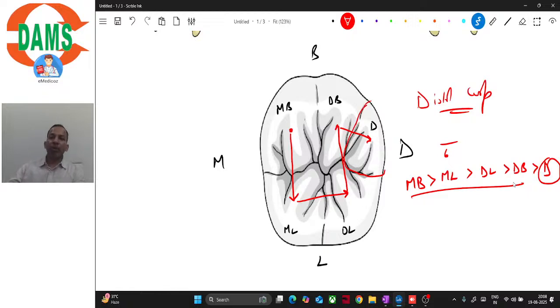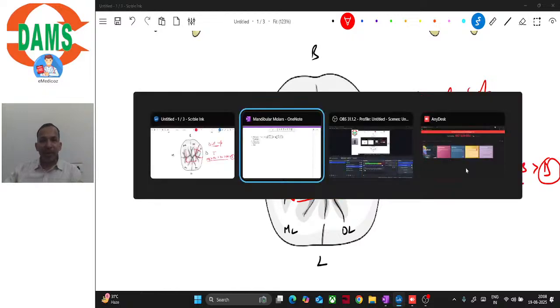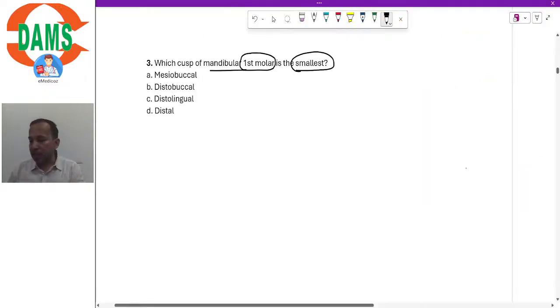Unlike maxillary molars. What did I tell you about maxillary molars last time? The distolingual cusp, that is the secondary cusp. So reduction in the size of distolingual cusp is greater as compared to the other cusp. So while the distobuccal cusp is smaller in the first molar, it is the distolingual cusp that is smaller in the second and third maxillary molars, right? But here which is the smallest? Distobuccal cusp would be the smallest if distal cusp is excluded. And because the first molar has a distal cusp, here the distal cusp will be the smallest.